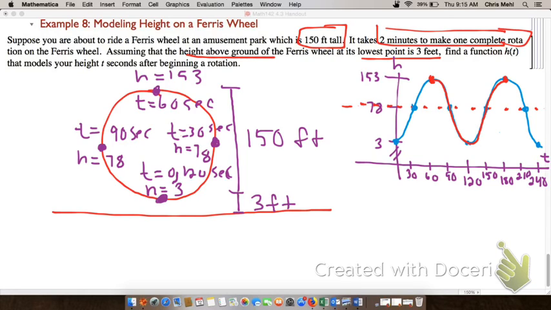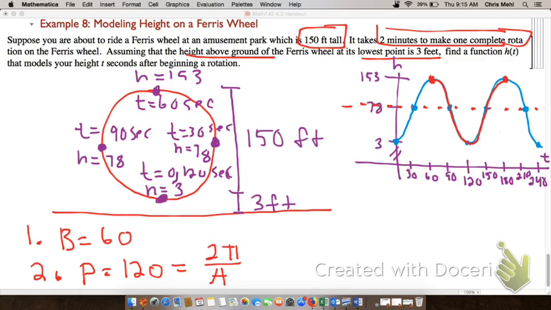Now, below my Ferris wheel over here, that fundamental cycle looks like a cosine, and that cycle starts at 60 seconds. So number one, the phase shift is 60 units to the right, so B is going to equal positive 60. Number two, I need the period. The period is going to be the 120 seconds, which is supposed to be 2 pi over capital A. If you solve for A, you're going to find out that A is equal to pi over 60.